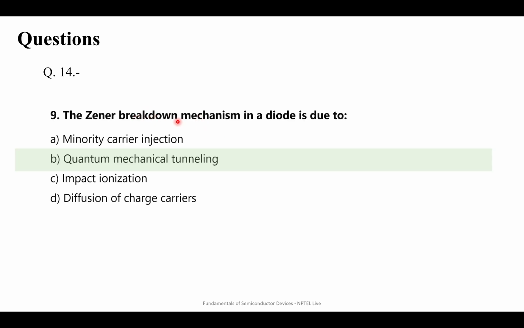In Zener breakdown, your depletion region is very narrow, very thin. So at high voltage, your electrons and holes start tunneling through the depletion region, and hence you get a very high amount of current.